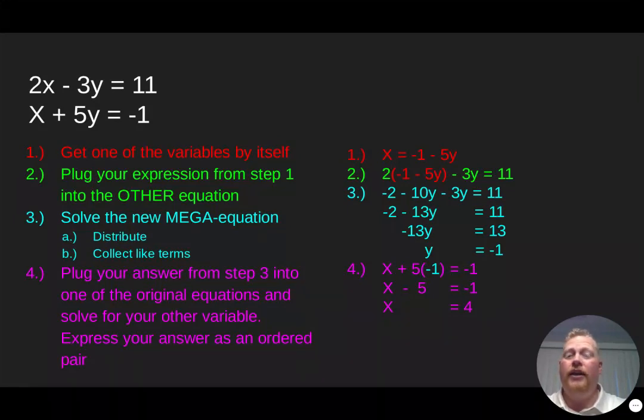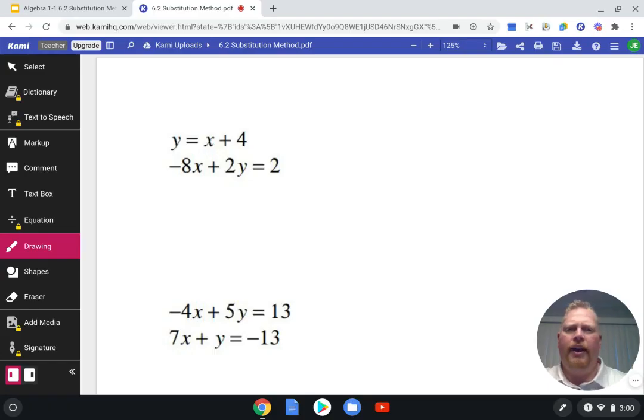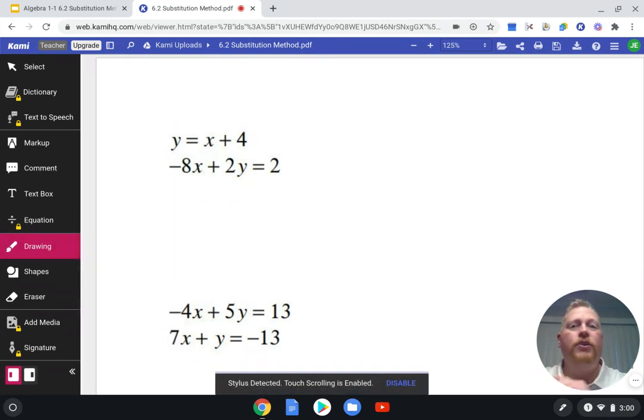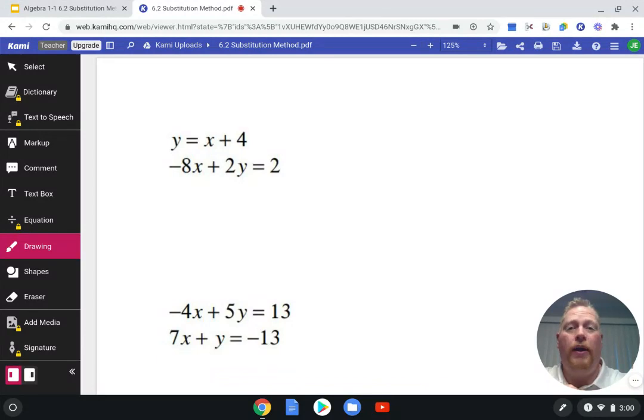Okay, so let's go ahead and see a few other examples, and let's work those out using these same 4 steps that we just learned in the previous slide. So step 1 is get a variable all by itself. Well, if you take a look at this first equation, y is already by itself. So sometimes step 1 is done for us already.